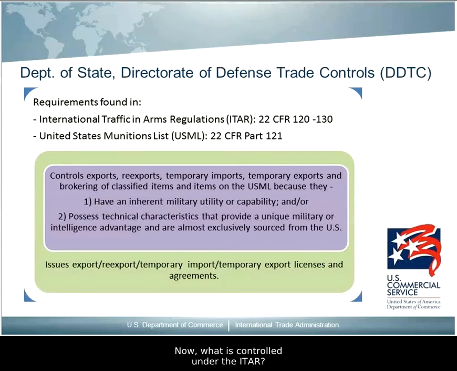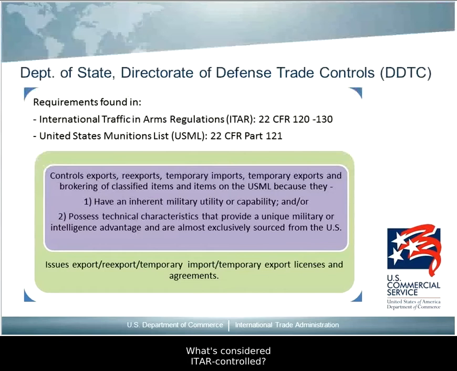Now, what is controlled under the ITAR? Well, broadly, what DDTC would tell you is those items that are specifically or otherwise named within the control list that is also embedded or incorporated into the ITAR itself, the U.S. Munitions List, or USML. But what does that really mean? What's listed on the USML?